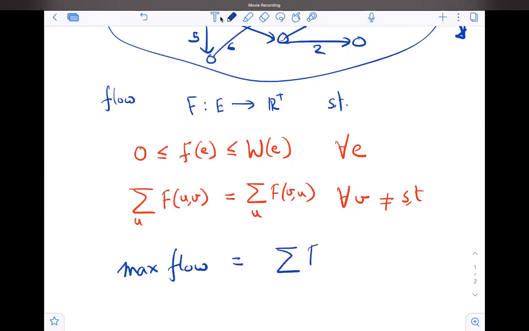Total flow into the sink is the amount of things that are going into T from all vertices. So it so happens that this is also equal to the total flow that goes out of the starting state. So you maximize this. Max flow basically means maximize this.